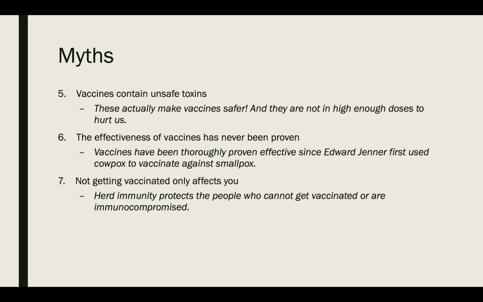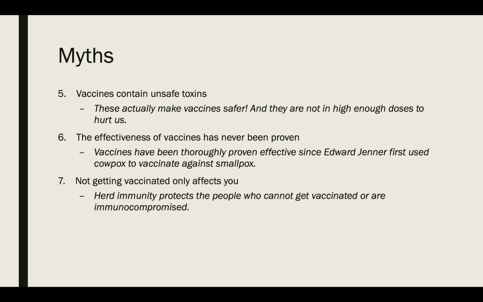Okay, number 6: the effectiveness of vaccines has never been proven. It definitely has been. It's been thoroughly proven way back since Edward Jenner first used cowpox to vaccinate against smallpox. I showed you those graphs at the beginning of this lecture where we saw how cases of measles and polio just dropped off. If vaccines weren't that effective, we would probably still have smallpox and rinderpest.